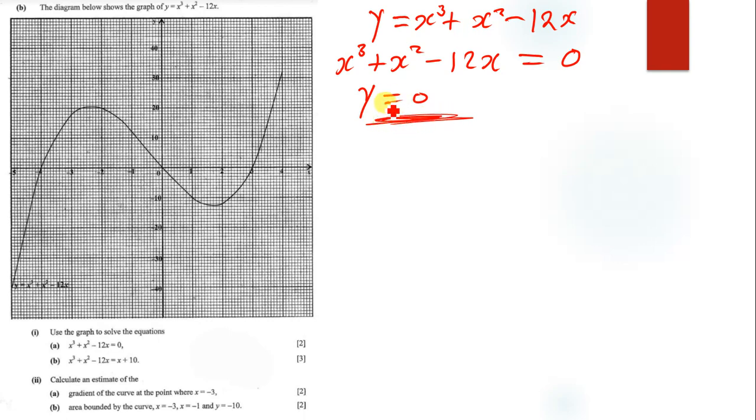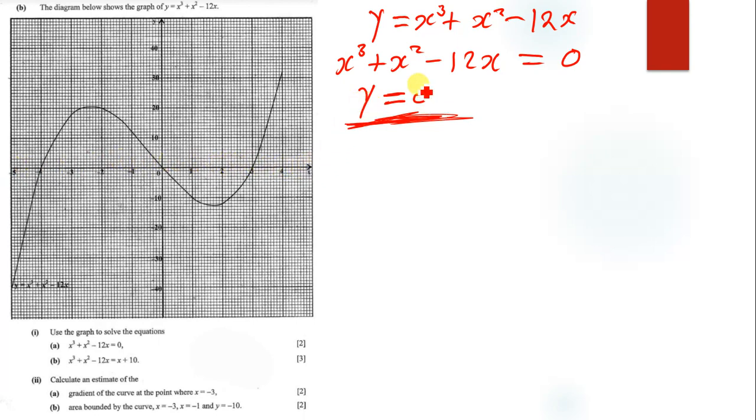To find the values of x at the point where y is equal to 0, you simply find this line. This line which is y is equal to 0 is simply just the x-axis. In the x-axis, we know that the value of y is 0. And in the y-axis, the value of x is 0. So now we are trying to look for this line on this graph. This line, the line y is equal to 0, is simply just the x-axis.